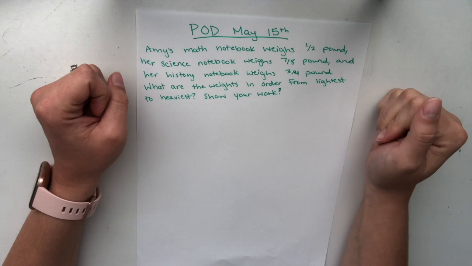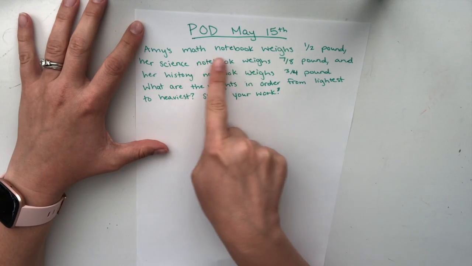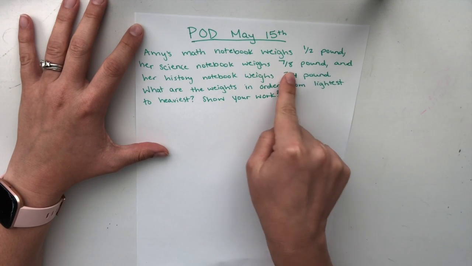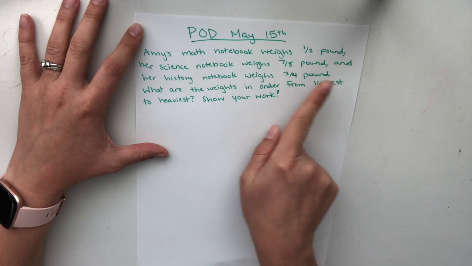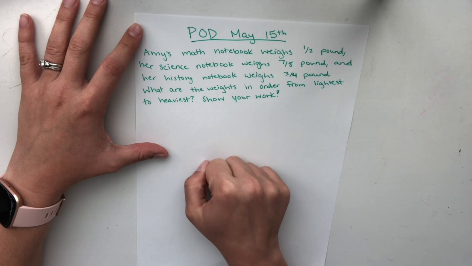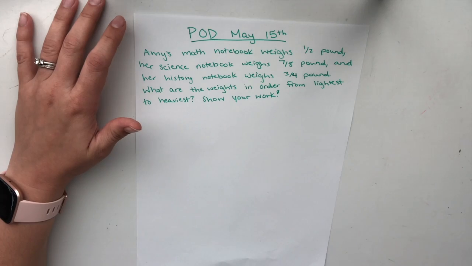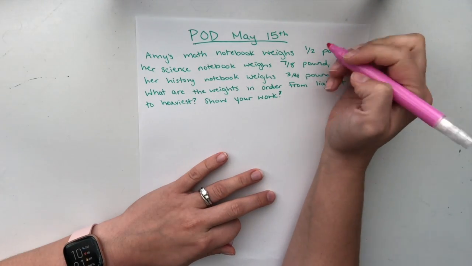Mrs. Caldwell here, and I'm going over the problem of the day for May 15th. Amy's math notebook weighs ½ pound, her science notebook weighs 7/8 pound, and her history notebook weighs 3/4 pound. What are the weights in order from lightest to heaviest? Show your work.